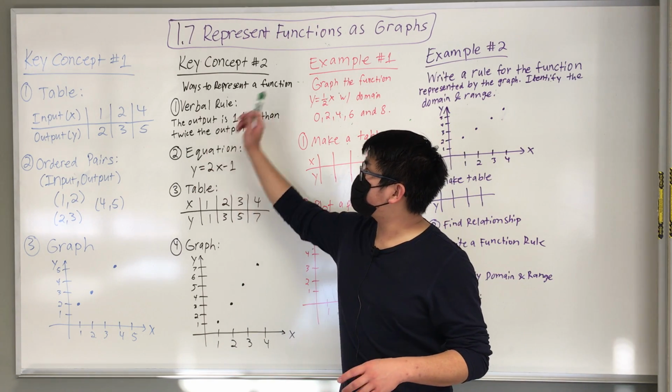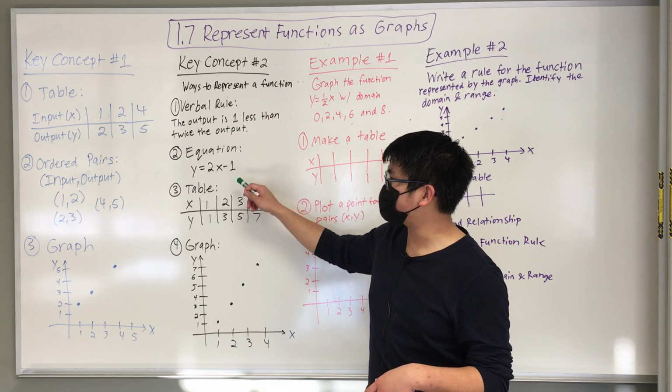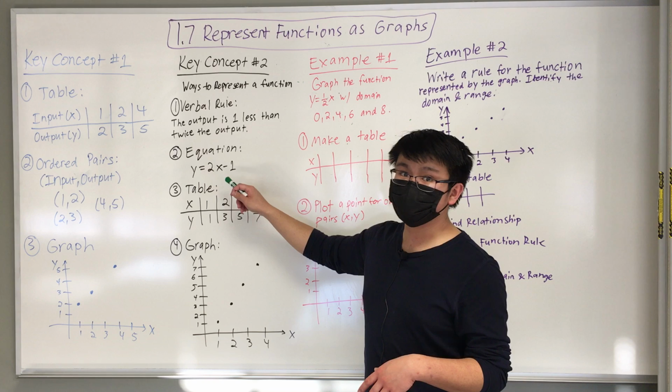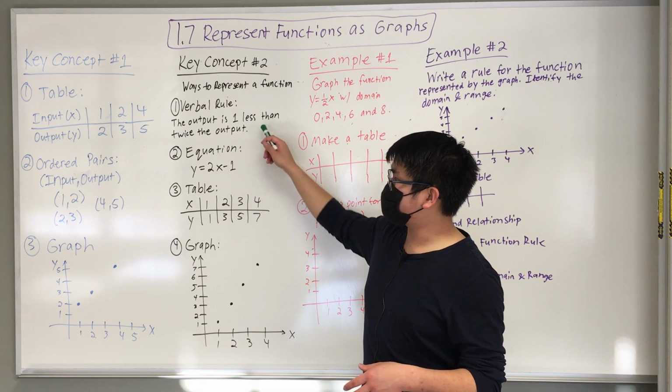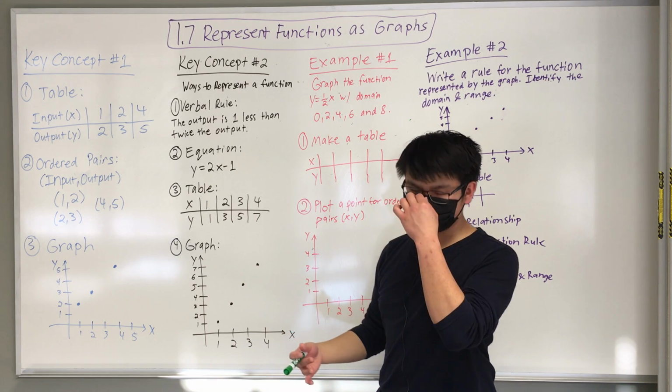So the second way we can represent the function is by the equation, right? We have the verbal rule, and from the verbal rule, we can get the equation, which is y is equal to 2x minus 1. So that's what it means, right? Translating from the words to the numbers, the math symbols.